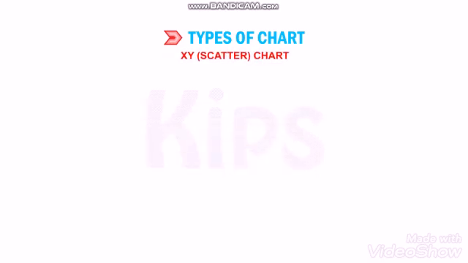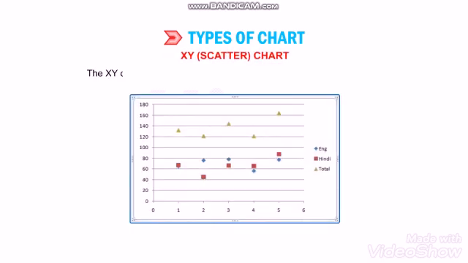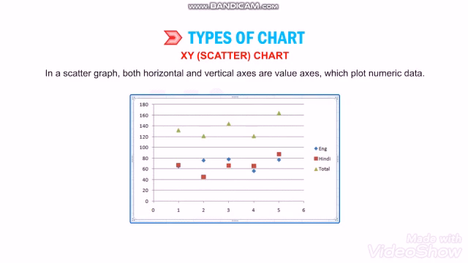Number 5. XY scatter chart. The XY chart, also known as scatter chart, is a 2-dimensional chart. It shows the relationship between 2 variables. In a scatter graph, both horizontal and vertical axes are value axes which plot numeric data.